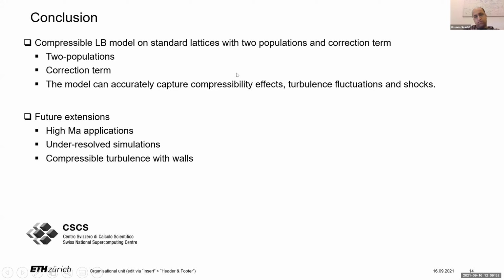What we are working on right now is to first extend the model to high Mach number applications. Then we can also enhance the stability of under-resolved simulations of this model by using probably more advanced collision terms like multi-relaxation time and so on. And finally, we have to test the model for compressible turbulence involving wall boundary conditions.